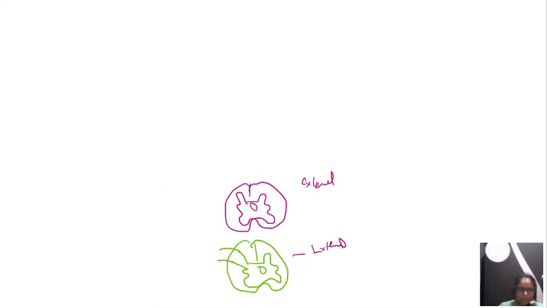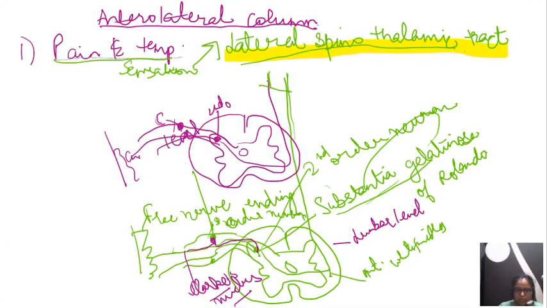Oh, I just made one mistake. I'm very sorry about it. See, likewise, I told you that pain and temperature are carried by your lateral spinothalamic tract. It is the same thing. It is crossing like this and coming here only. But I just made one mistake. I told you that it is on the anterior side, but it is on the lateral side if you see.